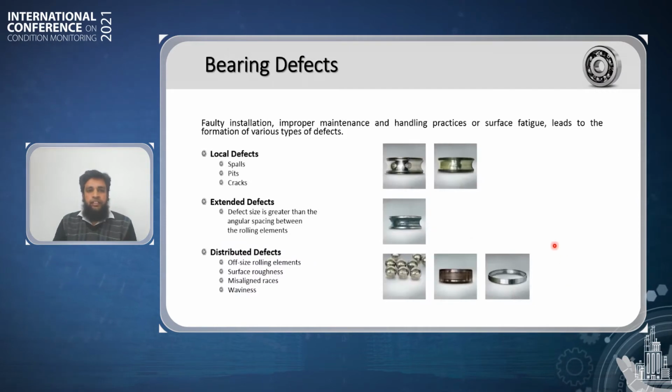Bearing defects. The reasons behind bearing defects may be faulty installation, improper maintenance and handling practices, or surface fatigue. The bearing defects may be broadly classified as local defects, extended defects, or distributed defects. Local faults may be in the form of spalls, small pits and cracks. In the extended defects, the defect size is greater than that of the angular spacing between the rolling elements. And distributed defects may be in the form of off-size rolling elements, surface roughness, waviness and misaligned races, etc.